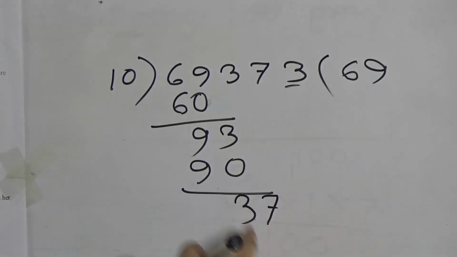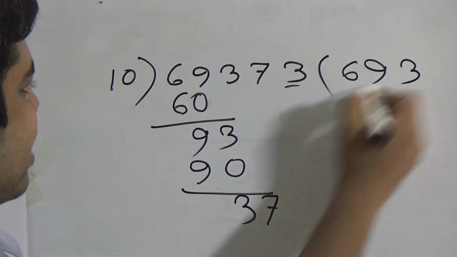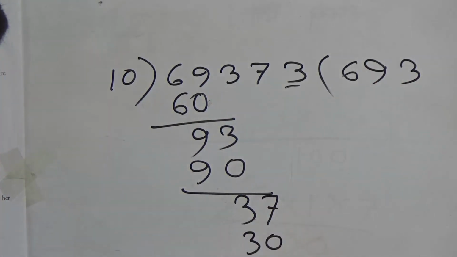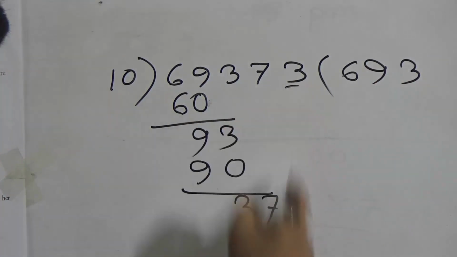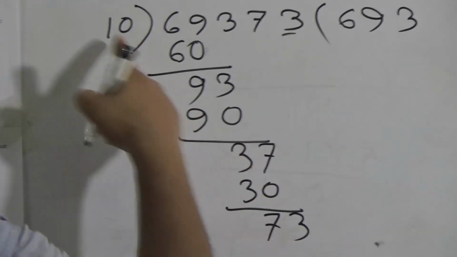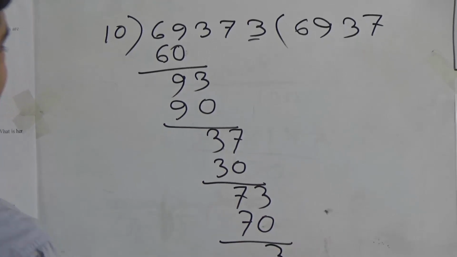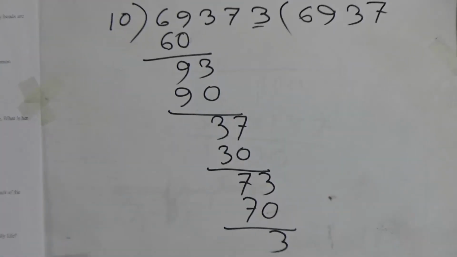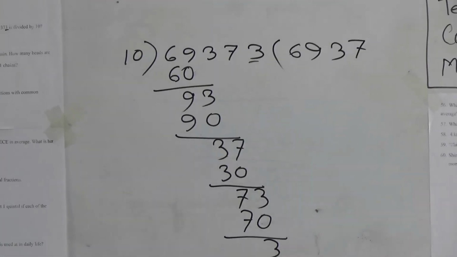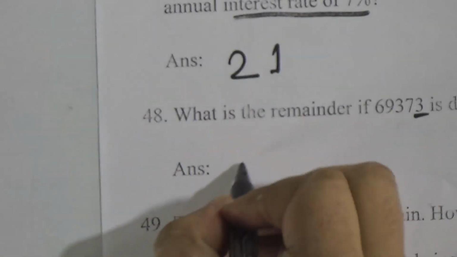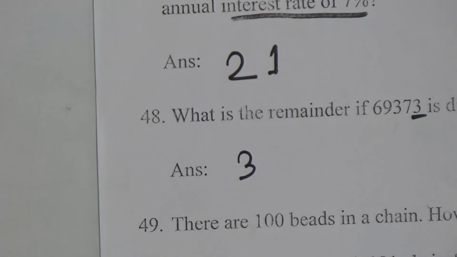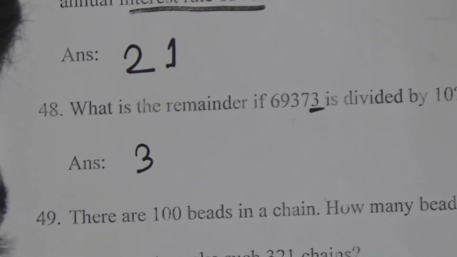7 is here. In 37, 10 goes in 3 times, that means 30. After that we subtract and we get 7. This 3 is here. In 73, 10 goes in 7 times, and 7 tens are 70. After that we get 3. So you notice 3 is the remainder. The question asks you to find the remainder, so the answer is 3. In any case, you can find the remainder using the last digit.